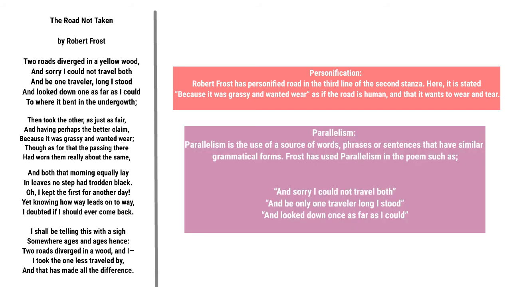Number 7, parallelism. Parallelism is the use of a series of words, phrases, or sentences that have similar grammatical forms. Frost has used parallelism in the poem. An example of parallelism in the poem is lines 2, 3, and 4: "And sorry I could not travel both, and be one traveler, long I stood, and looked down one as far as I could."